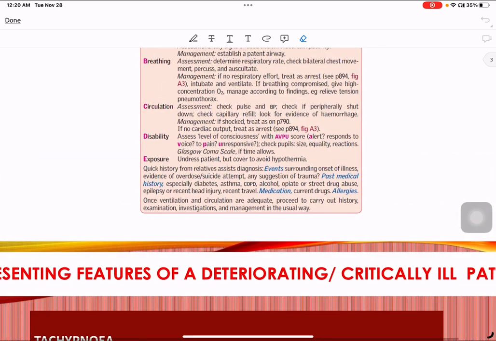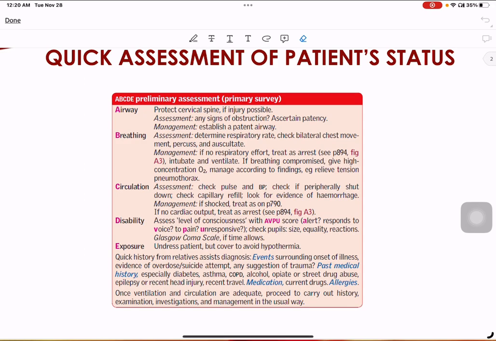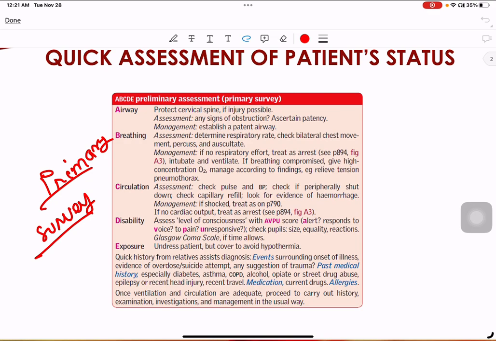So what should we do in the first approach? We should go for a primary survey. When we attend a patient in the emergency setup, we need to do a primary survey. So what is the primary survey? We have to look at the airway, breathing, circulation, disability, and exposure.